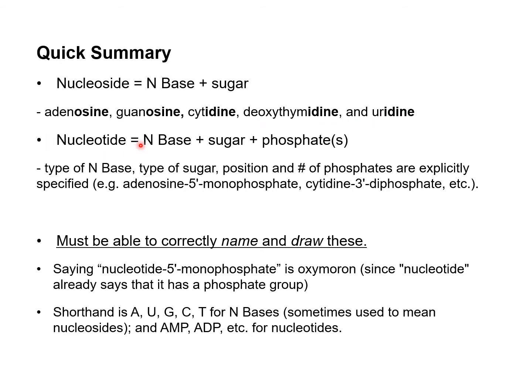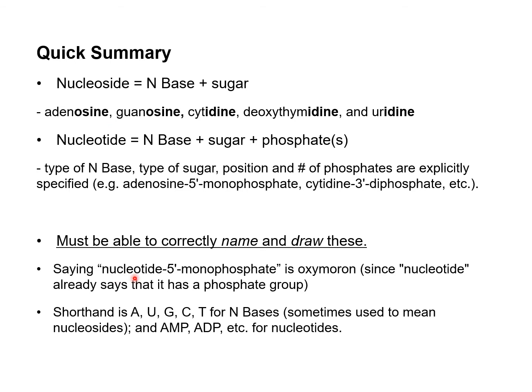And the nucleotide also has the nitrogenous base and sugar, just like a nucleoside, but it also contains the phosphate or phosphate groups, which are attached to the 5' of the sugar. So the type of nitrogenous base, type of sugar, and position and number of phosphates can be explicitly specified. Examples here are adenosine 5' monophosphate or cytidine 3' diphosphate and so on. And again, you must be able to correctly name and draw all these nucleosides and nucleotides.